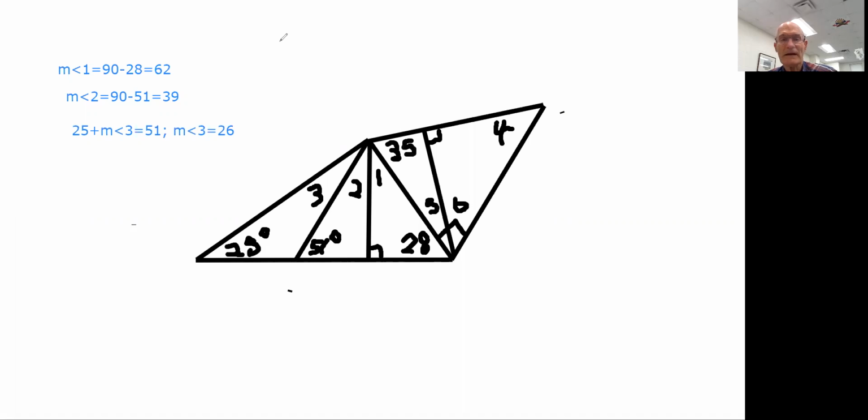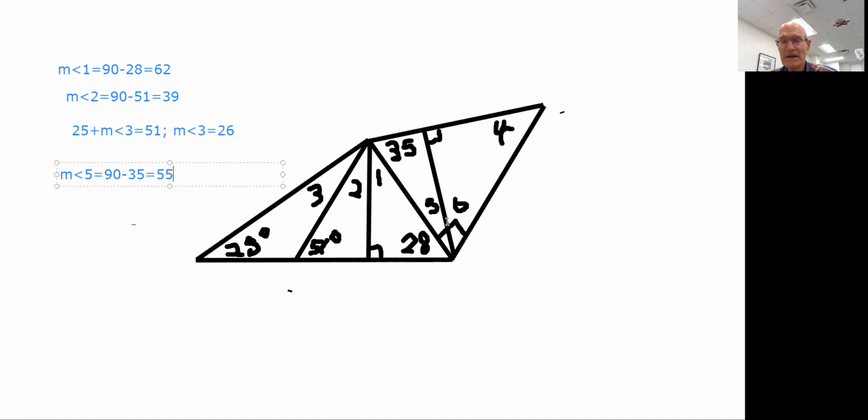So I can come back now and I can get angle 5, because once again, that's a right angle. So the measure of angle 5 is equal to 90 minus the 35 up there, which is equal to 55 degrees. I had 55 and 35 is 90.